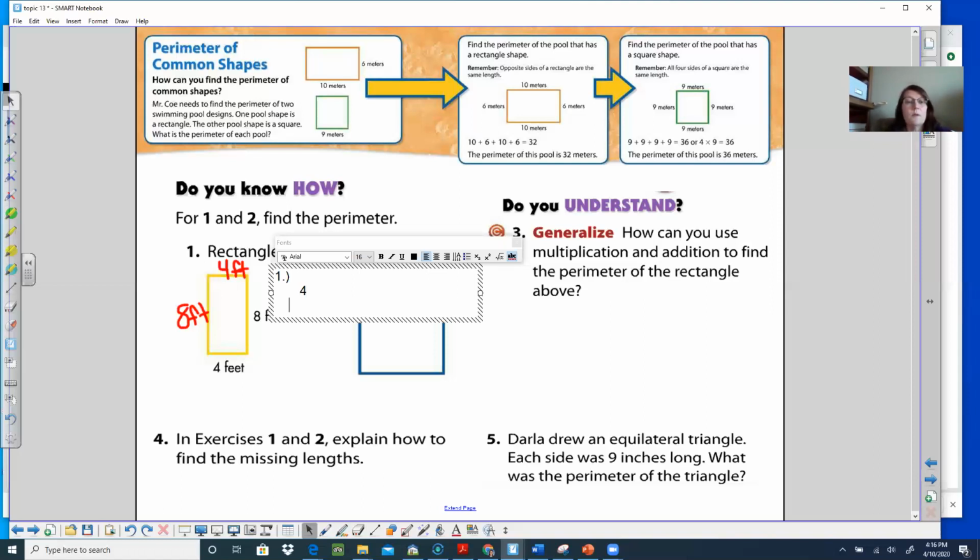Enter, space, space, space. 8. Enter, space, space, space. 4. Enter, space. Plus 8. Ooh, yay, it lined up nicely.